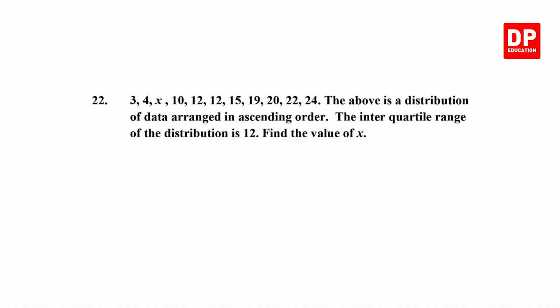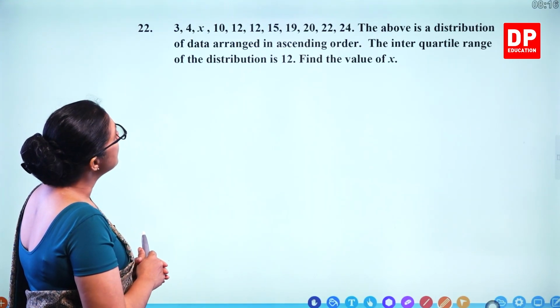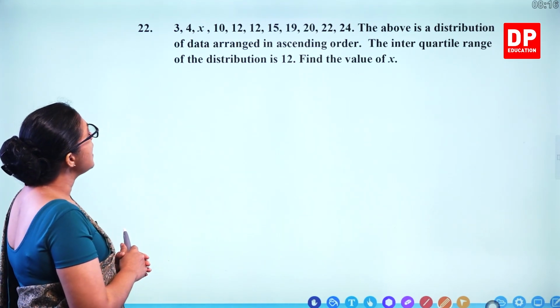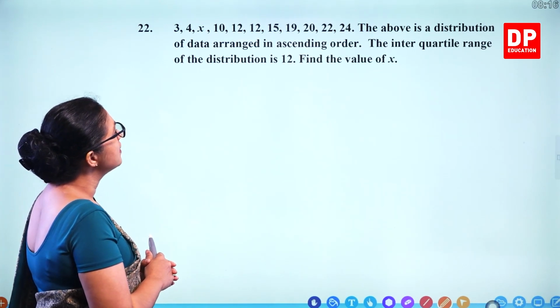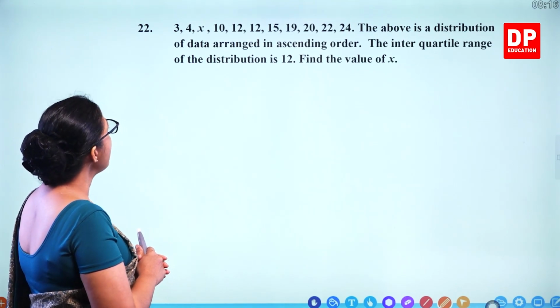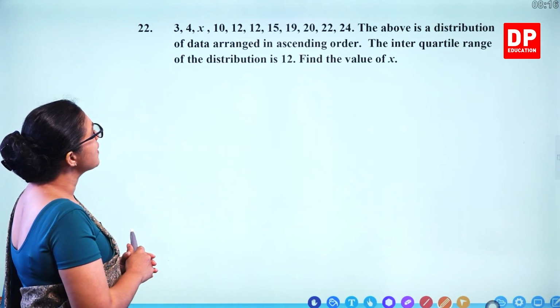Question number 22. 3, 4, x, 10. The above is a distribution of data arranged in ascending order. The interquartile range of the distribution is 12. Find the value of x.